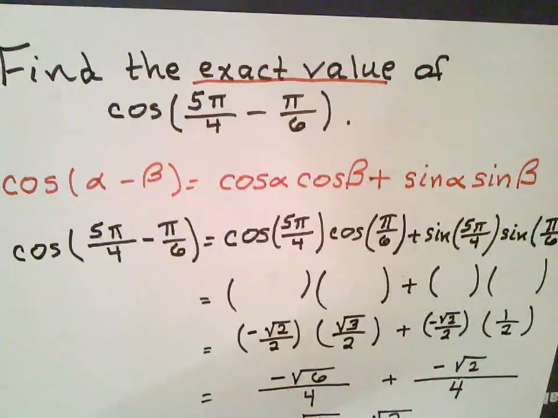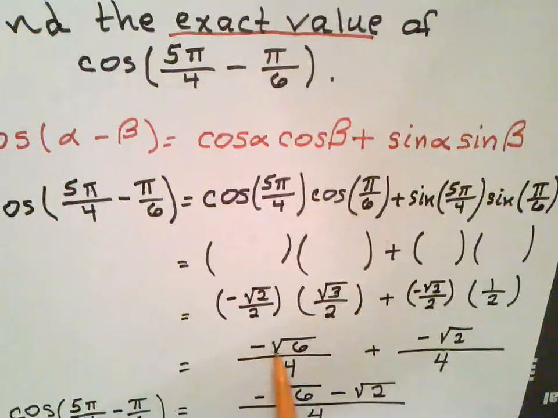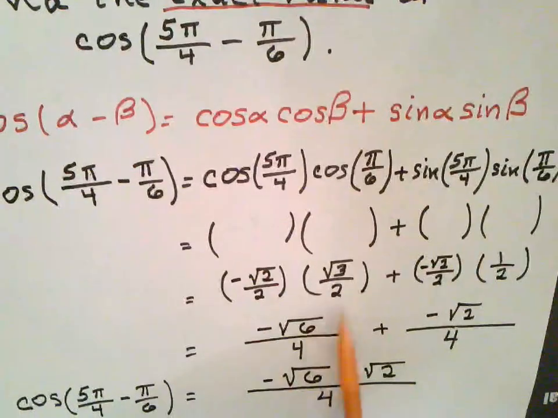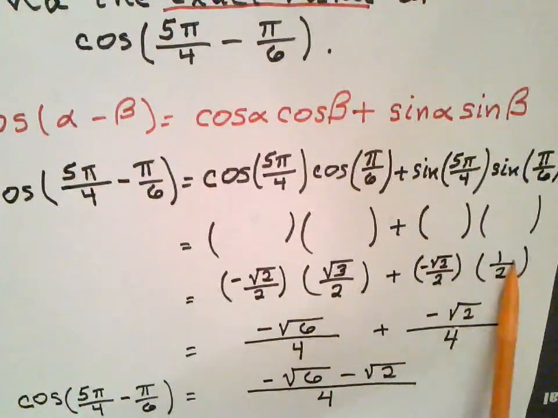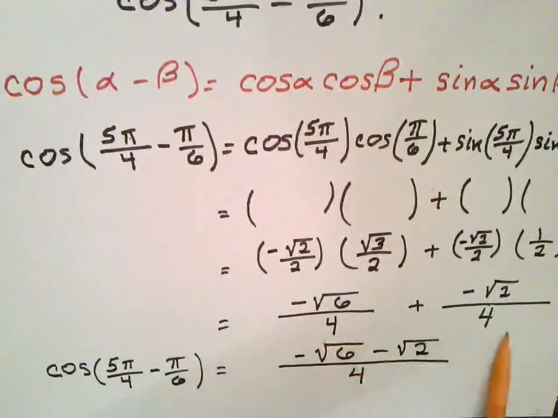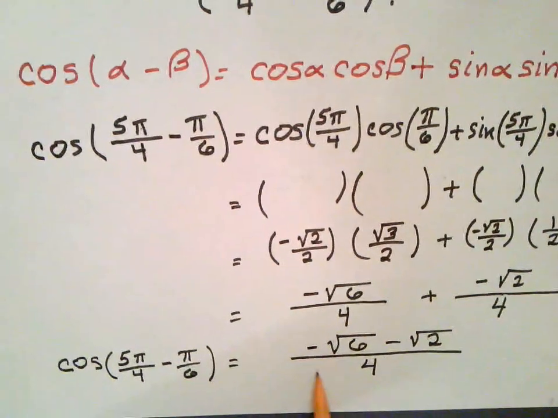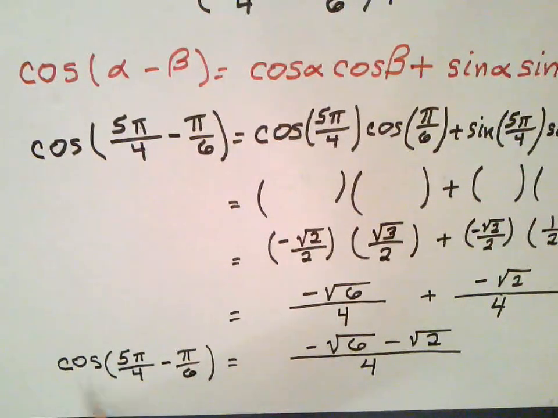And then I'm just going to multiply. So we've got negative square root of 2 times square root of 3 is negative square root of 6. 2 times 2, 4. Negative square root of 2 times 1 is negative square root of 2. 2 times 2, 4. I have like denominators, so I put everything over a common denominator. So my final answer will be cosine of 5 pi over 4 minus pi over 6 is equal to negative square root of 6 minus square root of 2 all over 4.